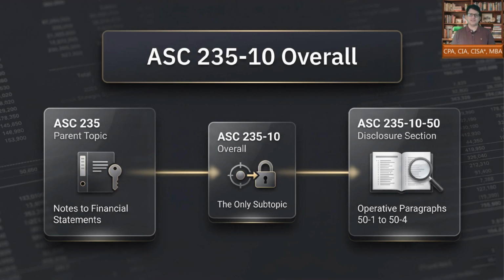So when you see ASC 235, immediately connect it with this idea. What accounting policies did the entity choose? And how should those significant policies be communicated to users? In exam language, ASC 235 is not a jungle. It is more like one clear road with a few very important signboards.